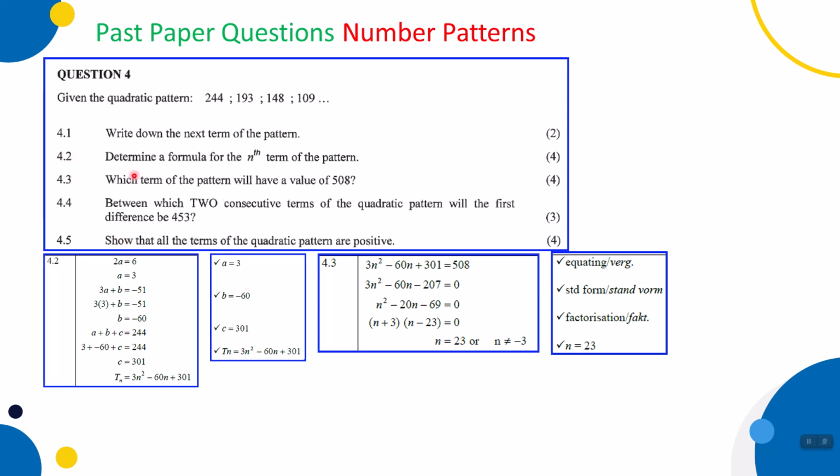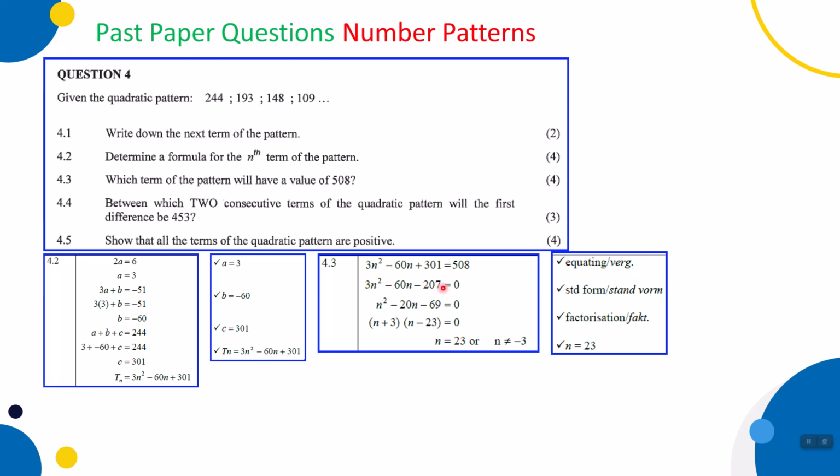And then for 4.2, determine a formula, 4.3, which term of the pattern will have a value of 508, marks. So we equate our general term that we got from 4.2 to the value of 508. We want the position, which term? So we want n. So we say 3n squared minus 60n plus 301 equals 508. Remember, you need to take the 508 to the other side. Then you get 3n squared minus 60n minus 207 equals 0.